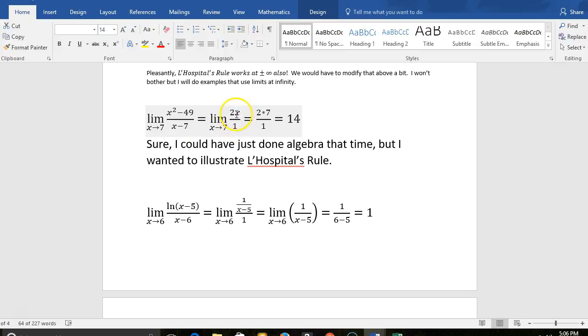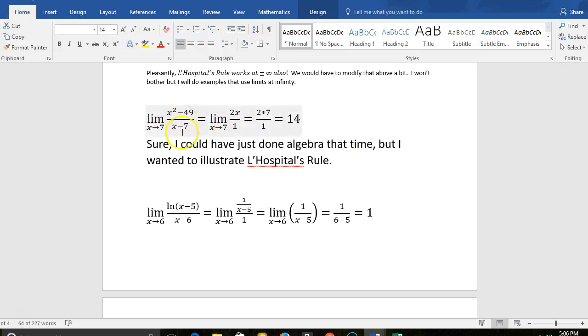But then, stop there. I'm done. Notice that my denominator no longer goes toward 0 as x goes to 7, so you have to stop. So the limit as x goes to 7 of 2x over 1, well, you can plug 7 in directly without getting 0 over 0. That's just 2 times 7 over 1, that's just 2 times 7. That's just 14. Yeah, sure, I could have just done algebra.